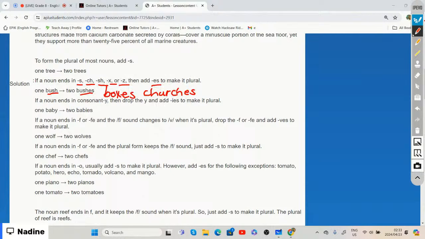Then, if our noun ends with a consonant Y, then we drop the Y and we add IES. For example, one baby that ends with a Y, but we say two babies. So now we have dropped the Y and then we've added IES. One family, two families.